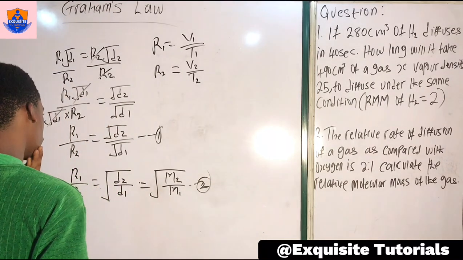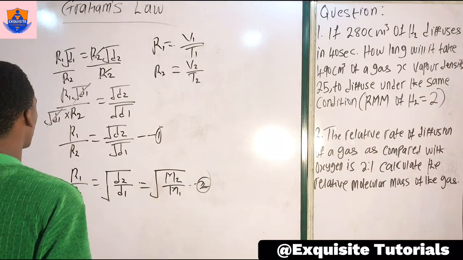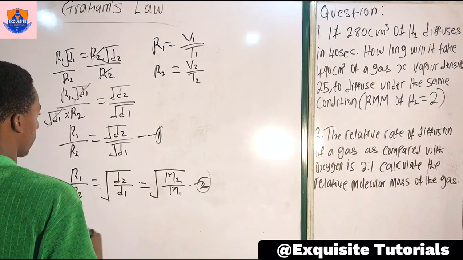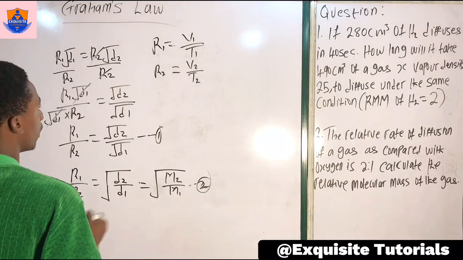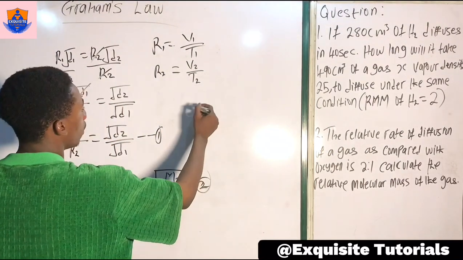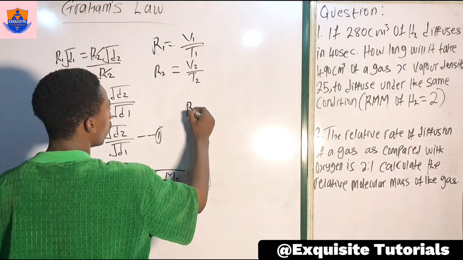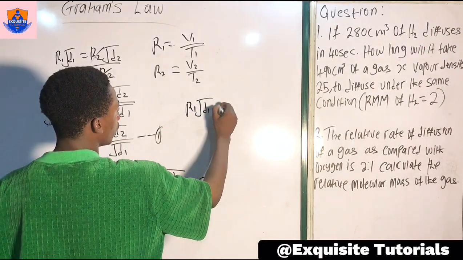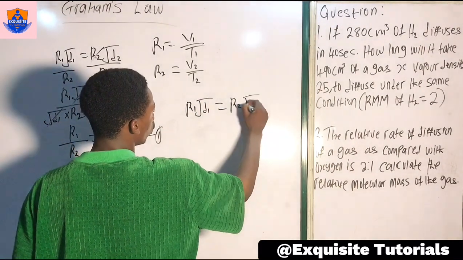I would like us to continue from where we had rate 1 root D1 is equal to rate 2 root D2.